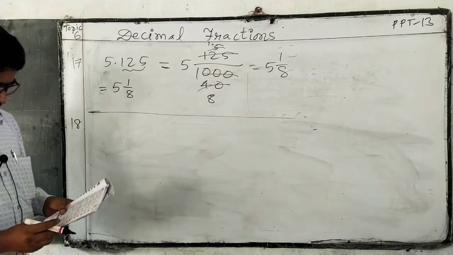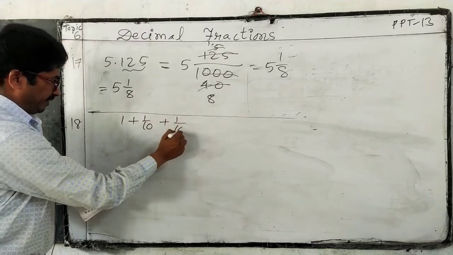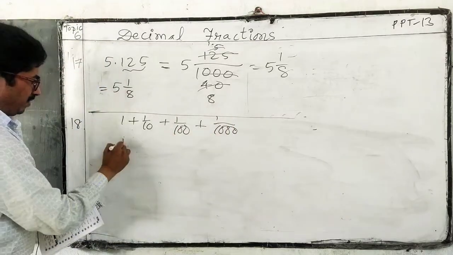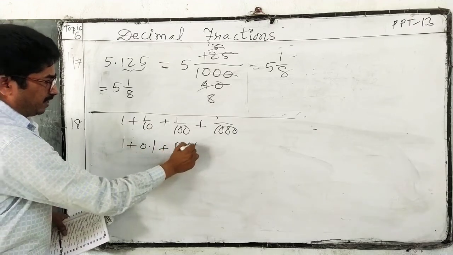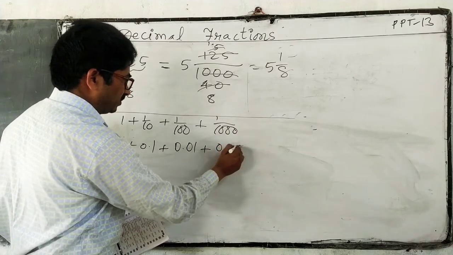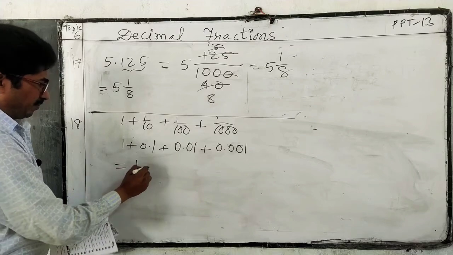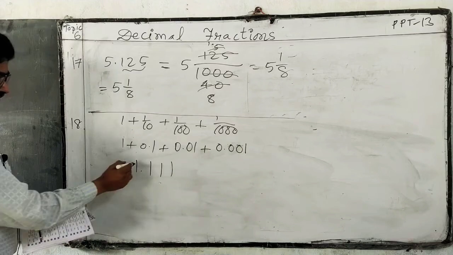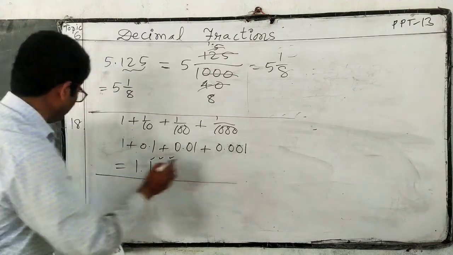18th. The simplification of 1 plus 1 by 10 plus 1 by 100 plus 1 by 1000. So 1 plus 0.1, one tenth, one hundredth, one thousandth. If we add these, we get 1.111. So this is the answer.